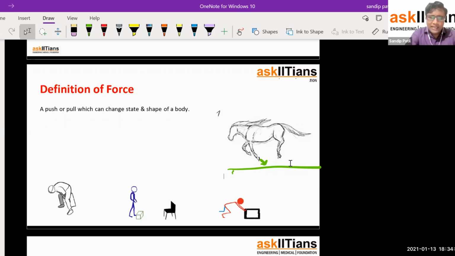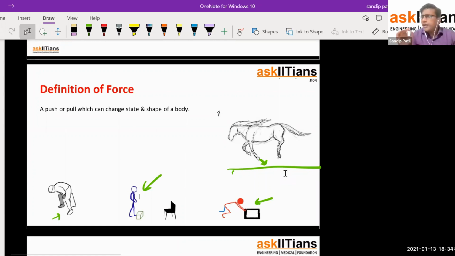Then here you can see this boy is pushing that object, right? Here he's trying to pull that small object above his head, we can say. Then this person wants to keep that object onto the chair, right? So all these things are nothing but examples of push and pull, or simply we can say force.